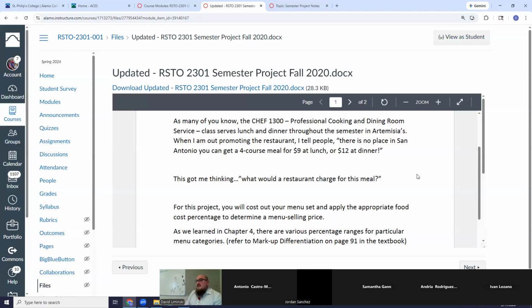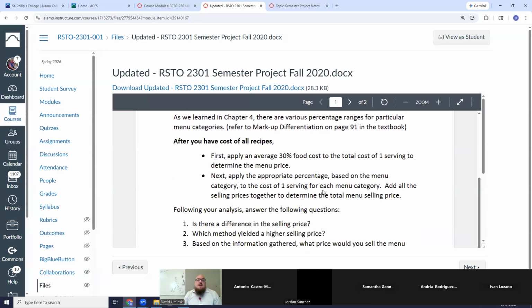The cost of the ingredients. You all pay a lab fee, right? So a portion of that lab fee goes to help cover parts of the ingredients, not all the ingredients, but part of the ingredients. And so we don't necessarily operate like a traditional restaurant as far as a cost structure. That's one reason why I wanted to create this project. So we are going to cost out all of the recipes that are part of a four-course menu set.